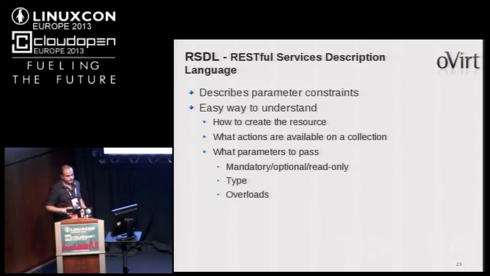Basically, it describes the parameter constraints that you have using the REST API, and it helps you understand how you can create a resource, what actions are available on a specific collection, what parameters you need to pass, which one is mandatory, which one is optional, and which ones you can't really change, they're read-only.